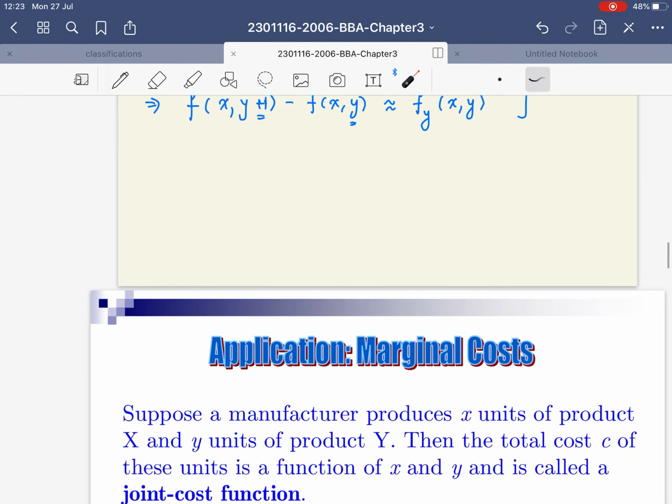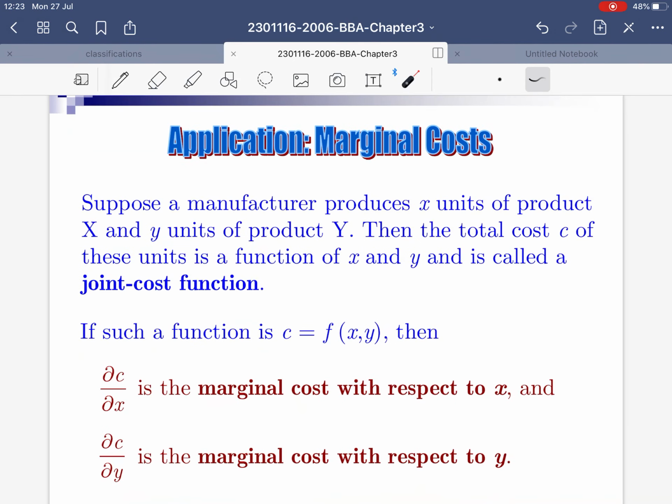So what we are going to emphasize here is marginal cost. Actually you have learned about marginal cost before in your calculus 1, but this one is a marginal cost for a function of two or more variables. Suppose that a manufacturer produces x units of X and y units of a capital Y. Then the total cost C of these units is a function of x and y, which is usually called a joint cost function. Such a function can be represented by C equals f of x, y.